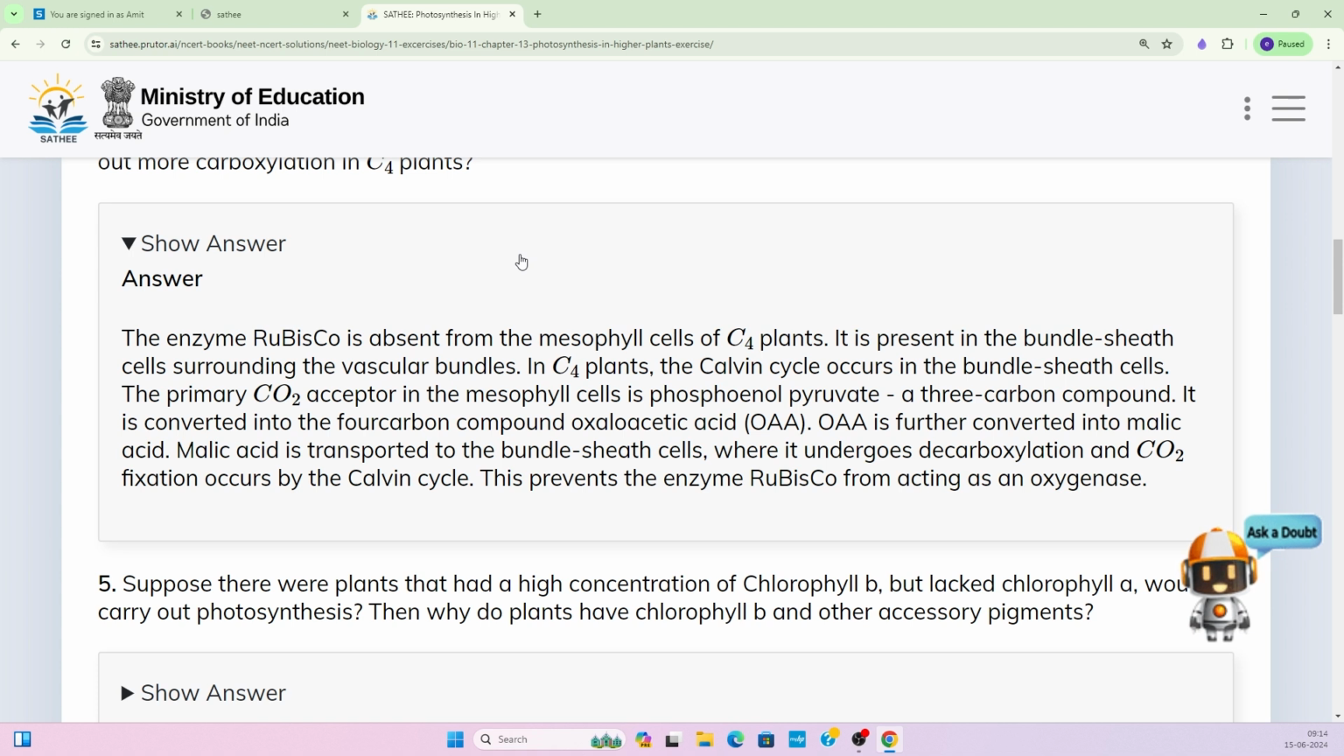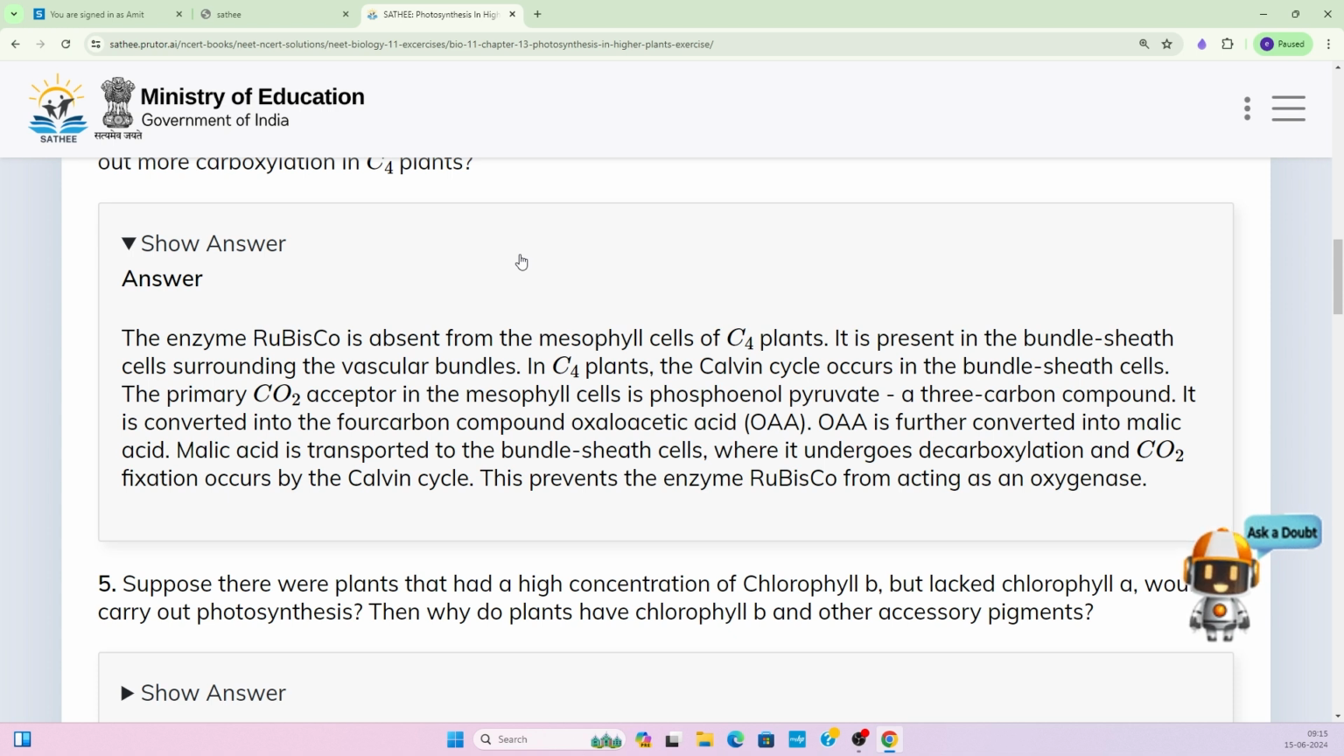So the food production is taking place in the bundle sheath cell only. So it is present in the bundle sheath cell surrounding the vascular bundle. This bundle sheath cell is surrounding the vascular bundle, and in C4 plant the Calvin cycle occurs in the bundle sheath cell, right? So the Calvin cycle is taking place in the bundle sheath cell, not in the mesophyll cell. Whereas in the case of C3 plant, right, the Calvin cycle is taking place in the mesophyll cell.